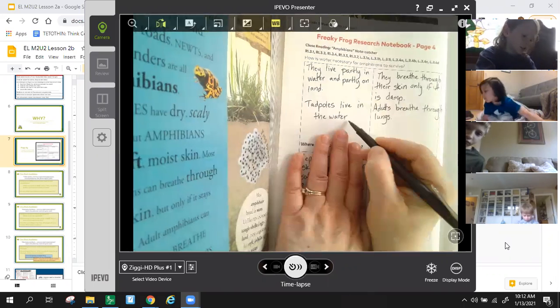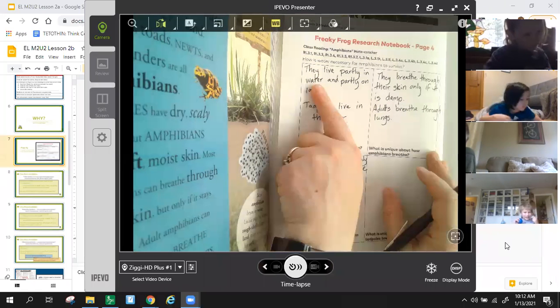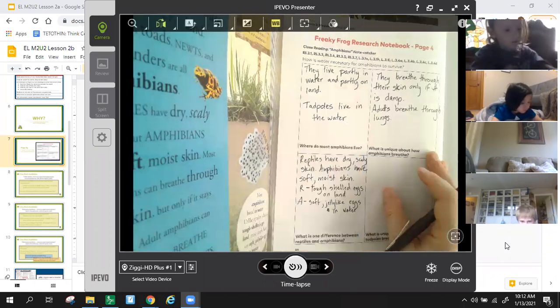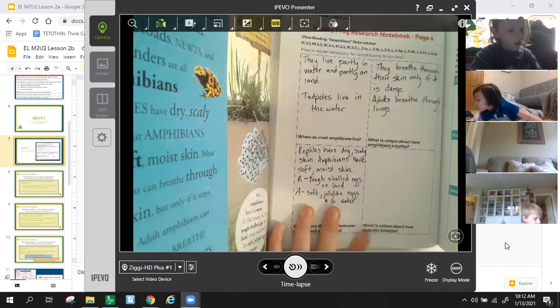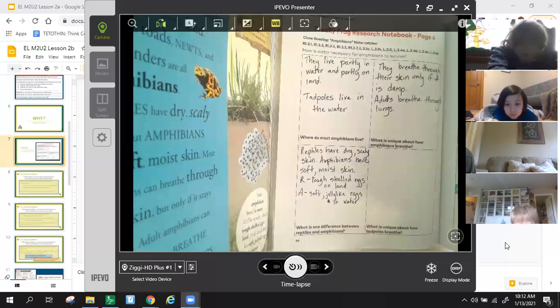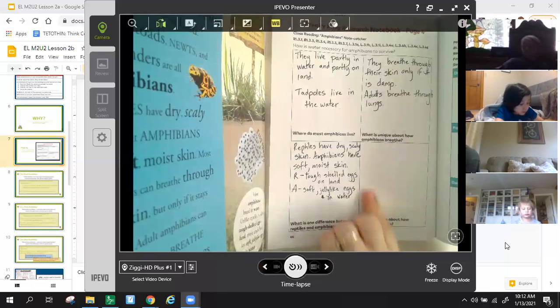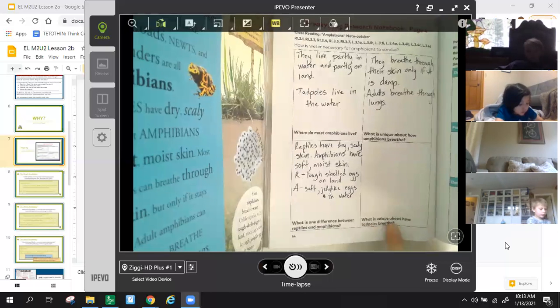And if we know that tadpoles have to live in the water, then that's definitely the part that they're living in entirely. We know that they need to keep their skin moist, so they have to have some area that has some water. I'm also looking at this section here now. It says, what is unique about how tadpoles breathe?